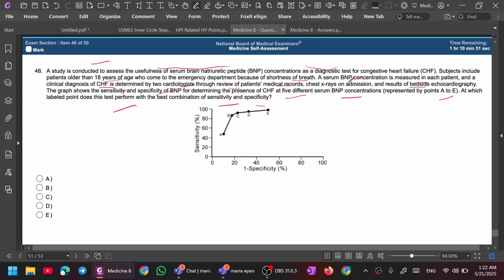What they are asking is, at which point does this test perform with the best combination of sensitivity and specificity? Which one has high both sensitivity and specificity? For sensitivity, you can see here, the higher it is, the closer to 100. So it will be the ones up there. Specificity, I think you go this way instead of that way. So it will be either B or C. I don't know the difference between them. I'm thinking it's B, but I'm between B and C.